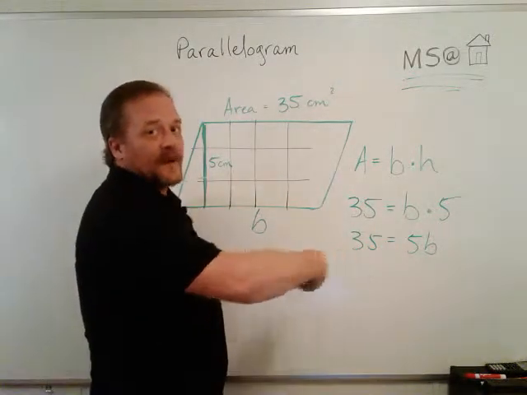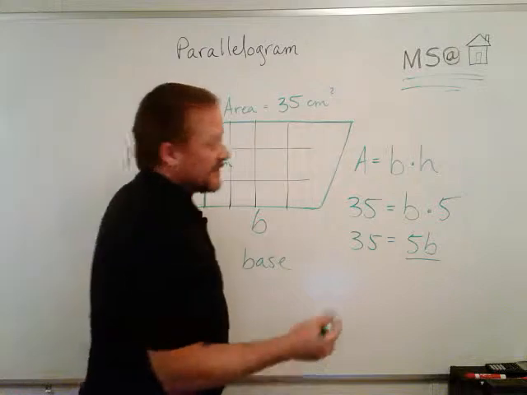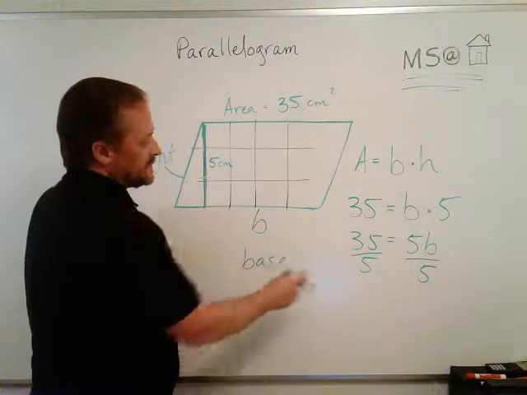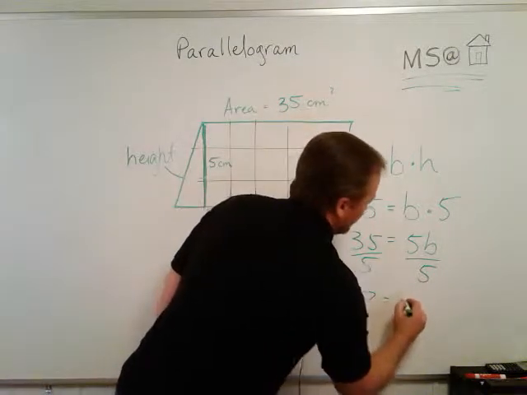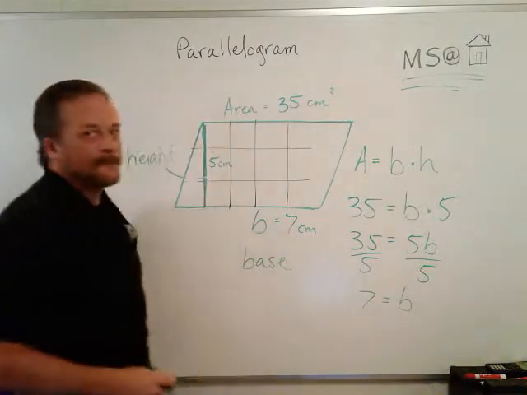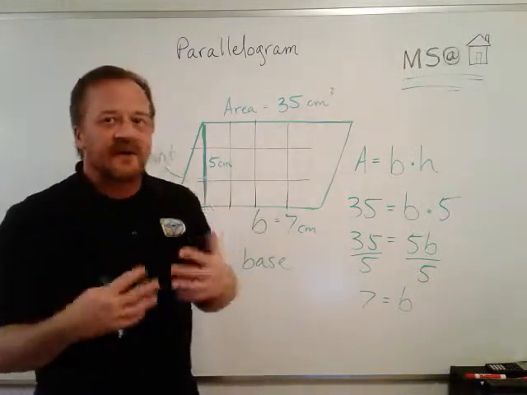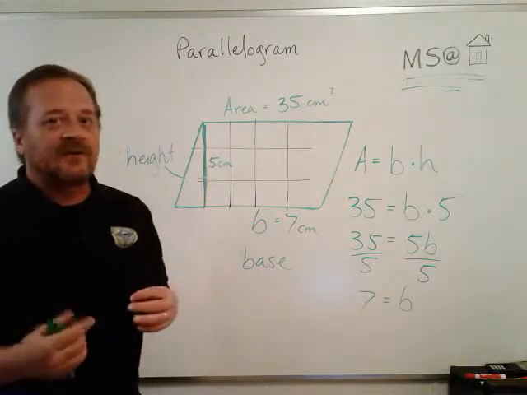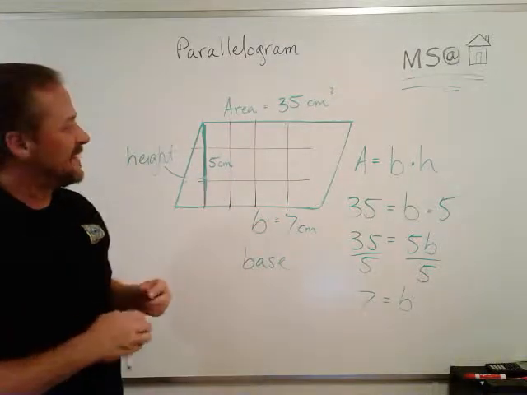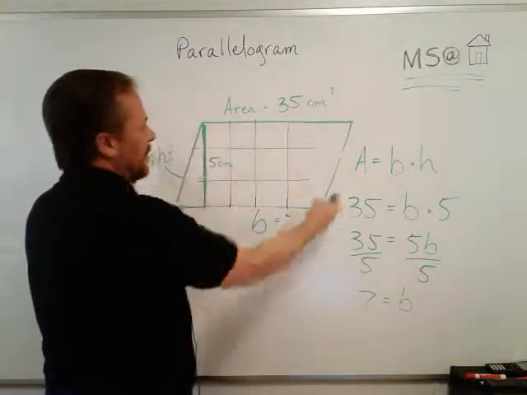Because then I'm just using inverse operations to find B, right? Since 5 is being multiplied by B, the inverse of multiplication is division, and I have to divide by both sides. So 35 divided by 5 is 7, which means that the base is going to be 7 centimeters. All right? And remember, the base is a distance. It's one dimension, so I don't have to put the little square right here. The only time you're going to use the square label is when you're talking about the whole area of the shape, okay? So there's two different ways I was using the parallelogram formula and where that parallelogram formula comes from.